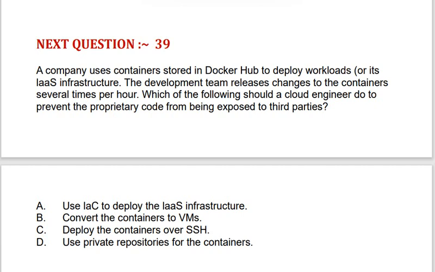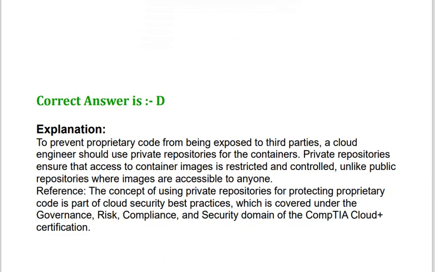Option A, use IaC to deploy the IaaS infrastructure. Option B, convert the containers to VMs. Option C, deploy the containers over SSH. Option D, use private repositories for containers. Correct answer is option D.